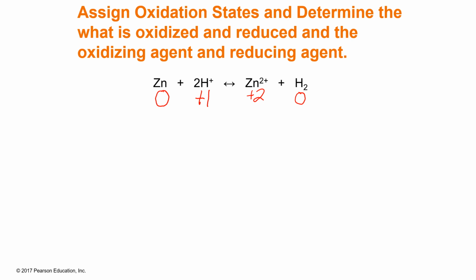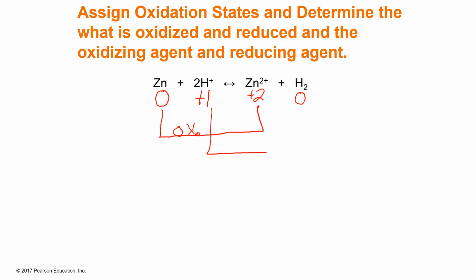Now let's look at what is oxidized and what is reduced. So we're going to compare the same element to each other. So we're starting with zinc, neutral, metallic zinc, going to the zinc ion. We're going from a 0 to a +2. That means that it has lost its electrons. Oxidation is loss. And so our zinc in this case is oxidized.